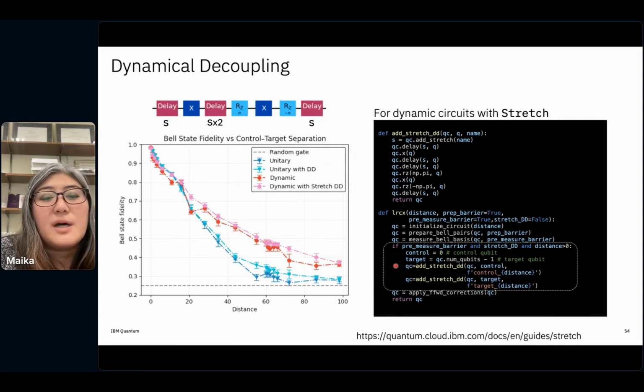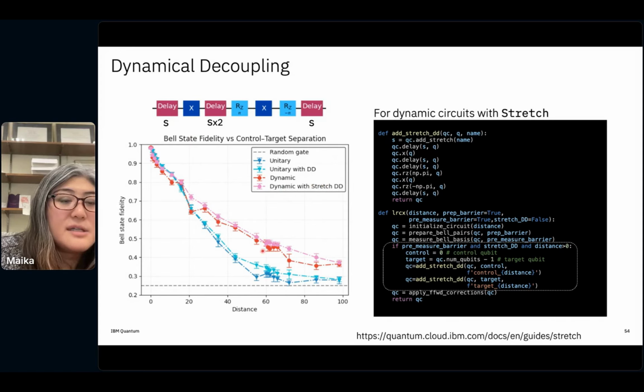And for this example, I just add the stretch DD on the control and target because all the middle qubits are just being measured and not used afterwards. So after the measure basis, I add this stretch onto the control qubit and the target qubit, and then finally do the feed-forward application.